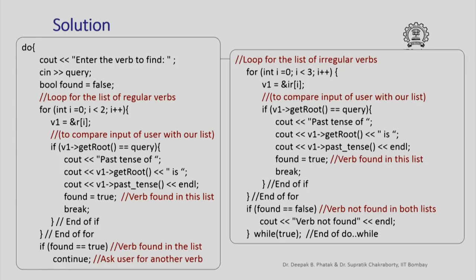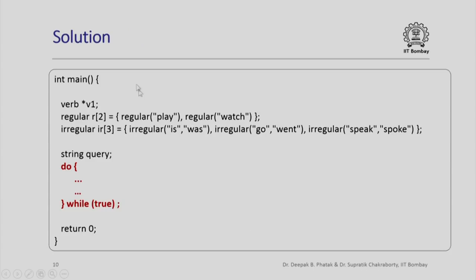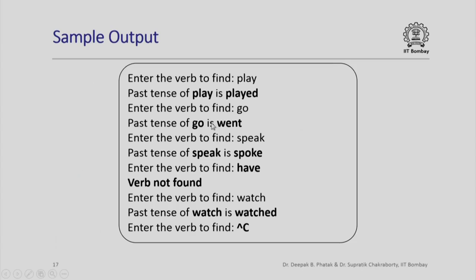So here is how our overall solution looks like inside the do while loop. So here is how the sample output might look like. Here we have highlighted the verb and the past tense of the verb using boldface. In reality, when you run the program on your console output, everything is going to appear in the same font. So if you enter play, then play is going to be found in the list of regular verbs. Remember, we had initialized the list of regular verbs with play and watch. So play is going to be found there, and it will say past tense of play is played.